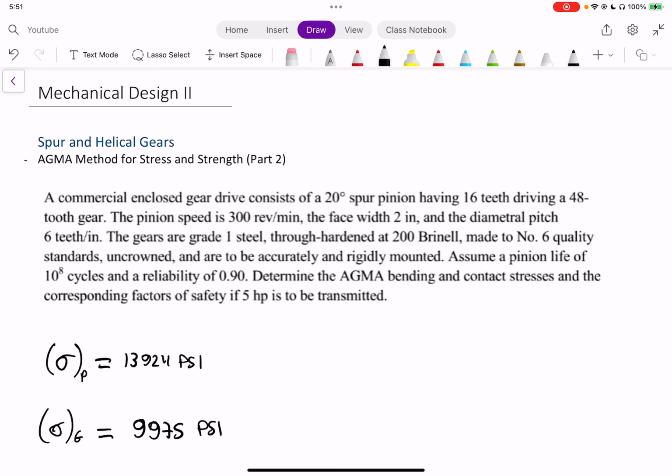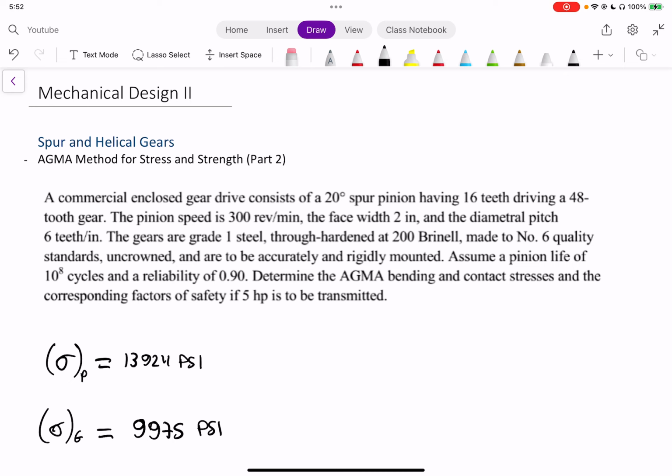Hey everyone, in this video we're going to be talking about spur and helical gears and specifically looking at the AGMA method for stress and strength. This is a continuation video from part one, which was presented right before, and this video is part of a lecture series on mechanical design too.